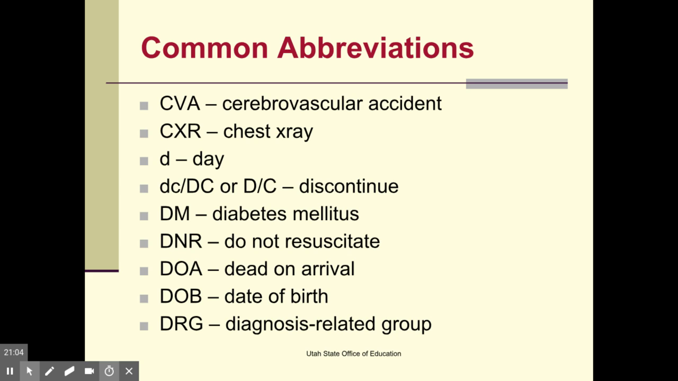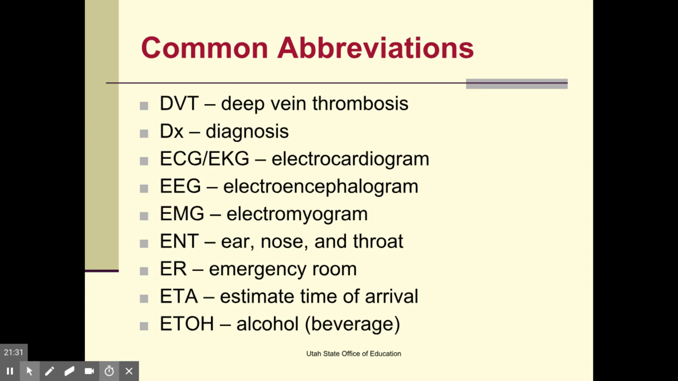DM for diabetes mellitus. We use IDDM for insulin-dependent diabetes mellitus. DNR means do not resuscitate, often used. DOA means dead on arrival. DOB is date of birth. DRG is diagnosis related group. DRG is related to payment for work that we do in the healthcare field. DVT is deep vein thrombosis, also known as a blood clot, generally in the groin or lower leg.